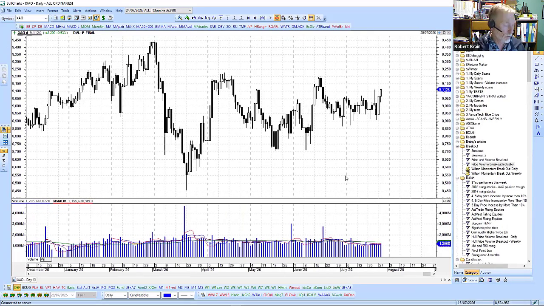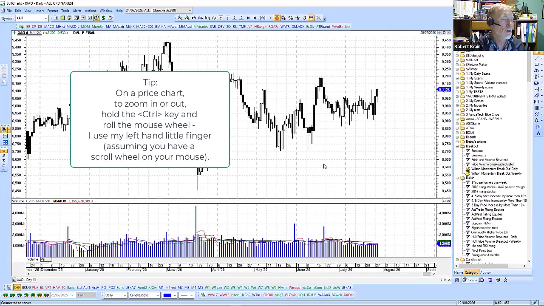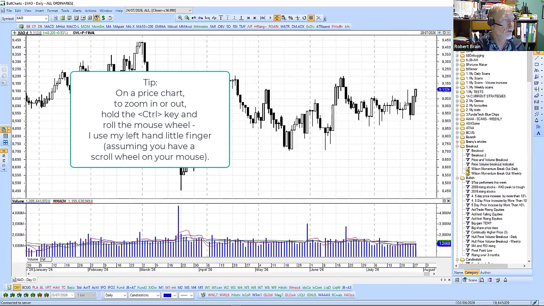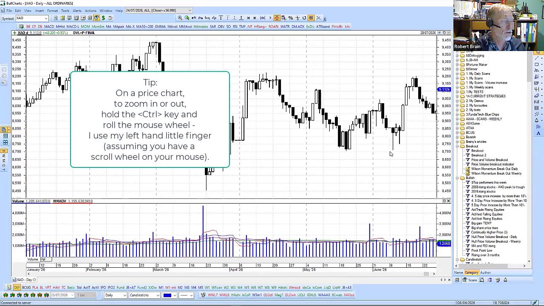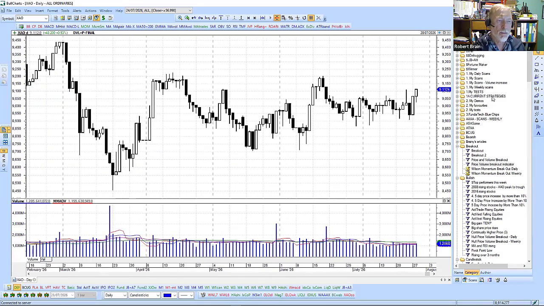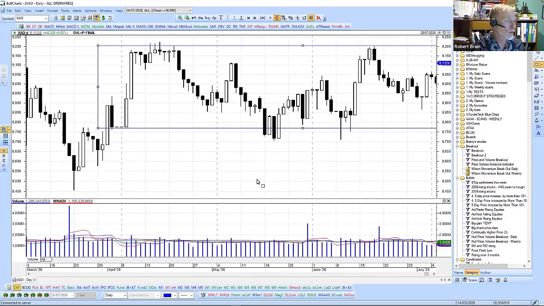I'm zooming here with the control key on my keyboard and my mouse wheel. I can zoom in and out as it suits me, and it focuses around wherever the mouse cursor is. And a lot of you might have realized that, except for a minor excursion, the index has been in this trading range for several months.